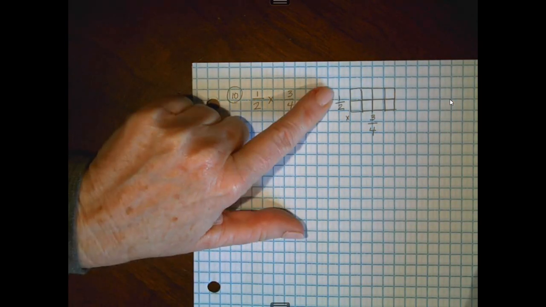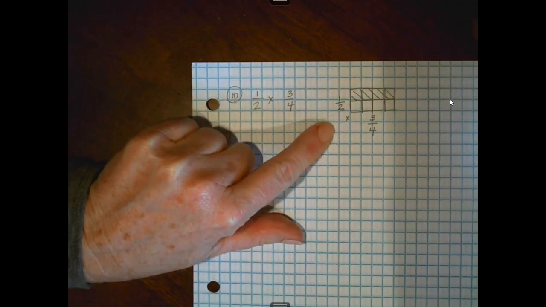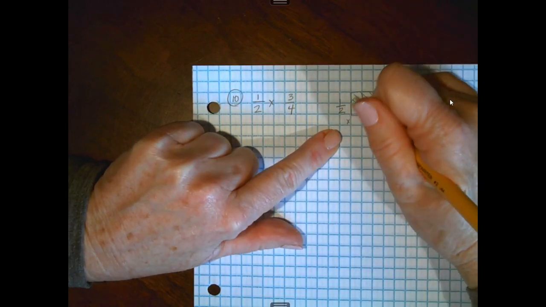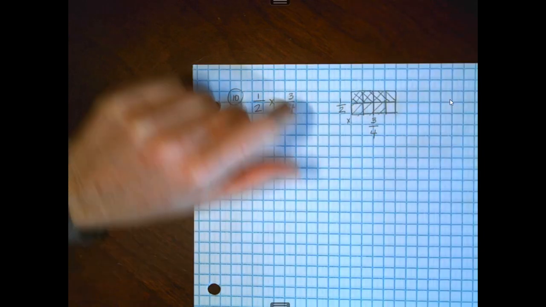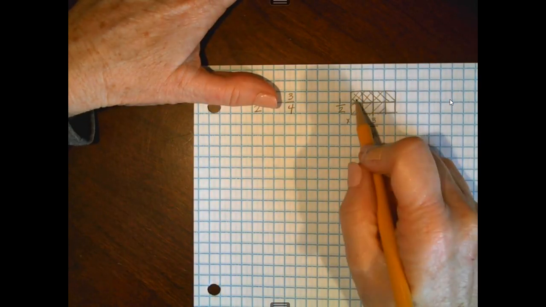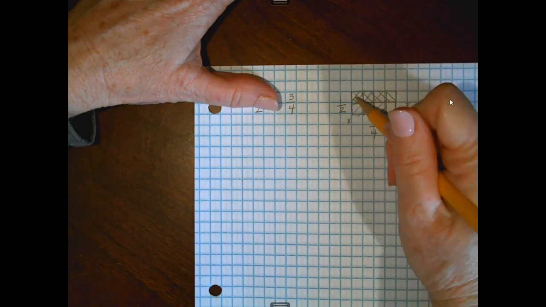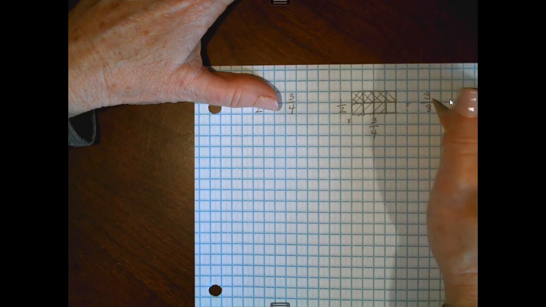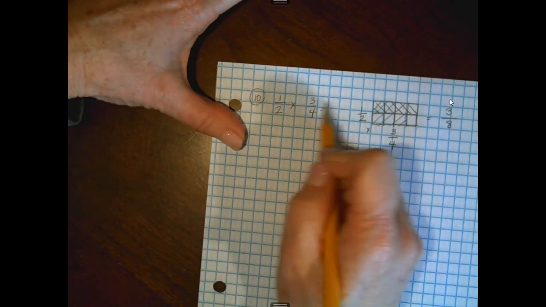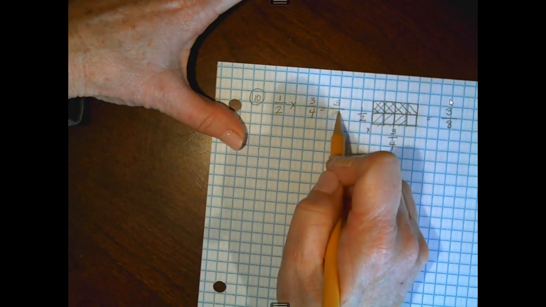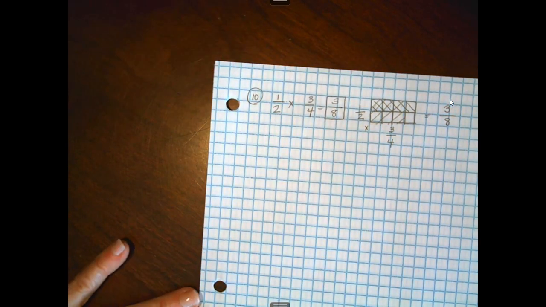I need to shade 1 out of the 2 rows. I need to shade 3 of the 4 columns. Okay, now I have a total of 4, 8. I have a total of 8 new equal parts, and where they crisscross, these 3 are where my product lies, 3/8. Let's check it with the standard algorithm. 1 times 3 is 3. 2 times 4 is 8. So I know my answer within my model is correct, 3/8.